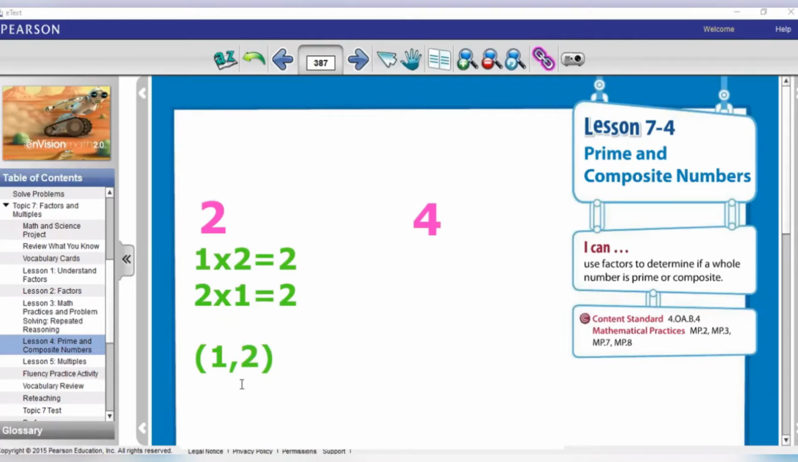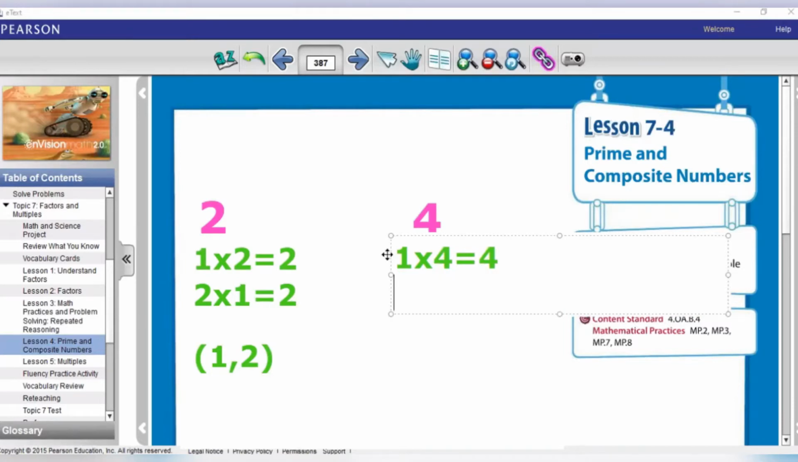From here I can define the prime numbers as all the whole numbers greater than 1 that have only 2 factors, 1 and the number itself. Let's find out the factors of 4. I will start with 1. 1 times what gives me 4? 1 times 4 equals 4. After 1 we have 2.